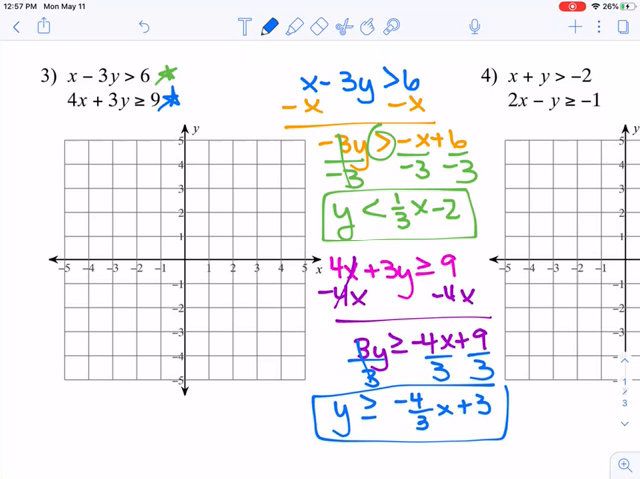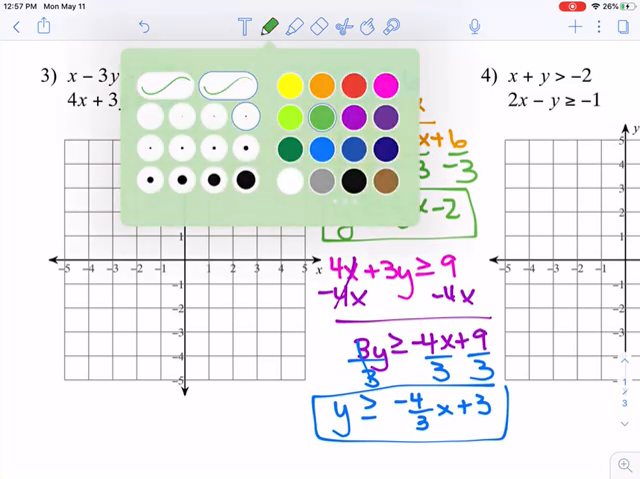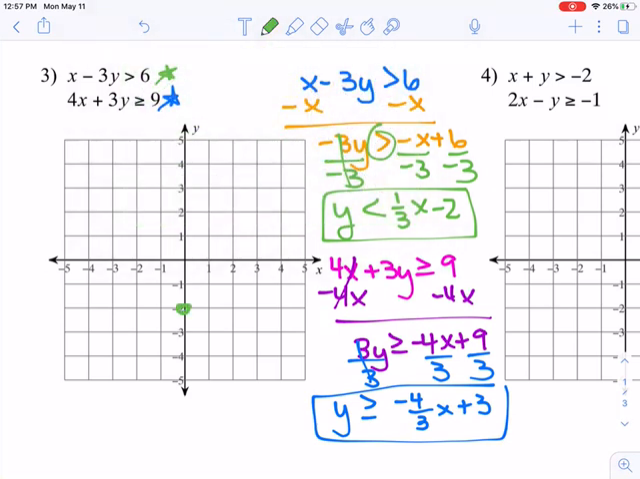Now we want to graph our two lines. My first line starts down at negative 2 on the y-axis and has a positive slope of 1/3. So I'm going to go up 1 over 3. When I draw this line in, it's a dotted line since it's just a less than. And less than is under the line, so I'm going to write under.